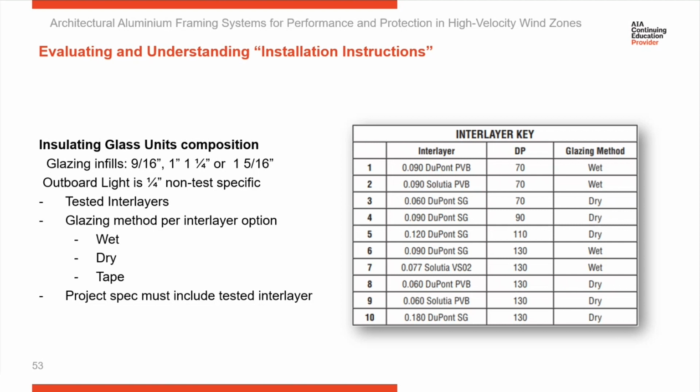So you can see an example of a chart here, and it lists different inner layer options. Most manufacturers are going to have tested a number of different inner layers, so it's going to tell you what those options are. You can see them listed here. Then it's going to tell you the maximum design pressure that that inner layer was used with, and then the glazing method. Was it wet or was it dry glazed? Typically, when using wet glazing, you've got a flexible inner layer. When using dry glazing, it's a rigid inner layer. And in some cases, you might see tape also being used.